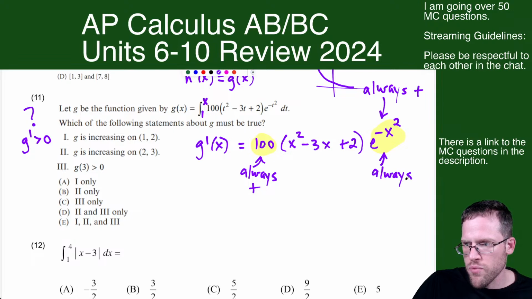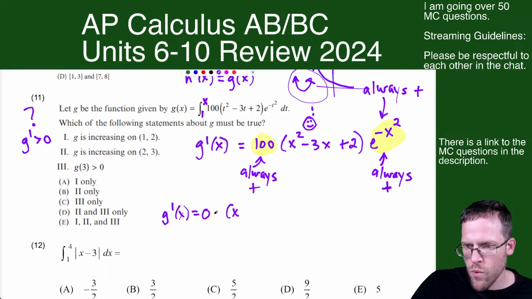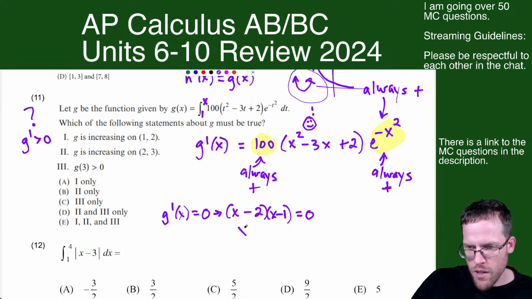So the sign of g prime entirely depends on this piece here. And what I'm thinking of when I see this is, oh, this is a quadratic that's smiling at us, which is going to be relevant in a moment. So I'll say here, when is g prime equal to 0? G prime is equal to 0 when x minus 2 times x minus 1 is equal to 0. This is never going to give us a 0. This will never give us a 0. So this will be when x equals 1 and x equals 2.